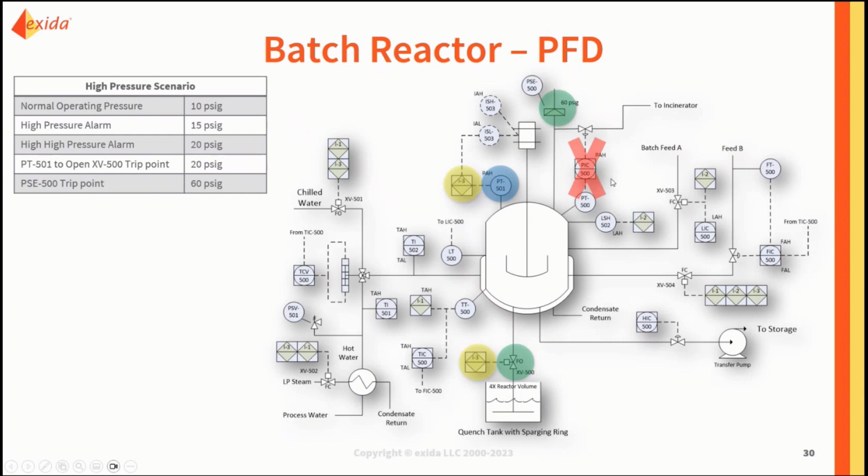And so if this fails, you have a high pressure alarm going at 15 psig. You have a high pressure alarm if it reaches 20 psig. You will also have the pressure transmitter signal enact opening the valve to dump to the quench tank at 20 psig. And then finally, if it reaches 60 psig, you're going to have this rupture disc lift in order to relieve the pressure in the reactor.